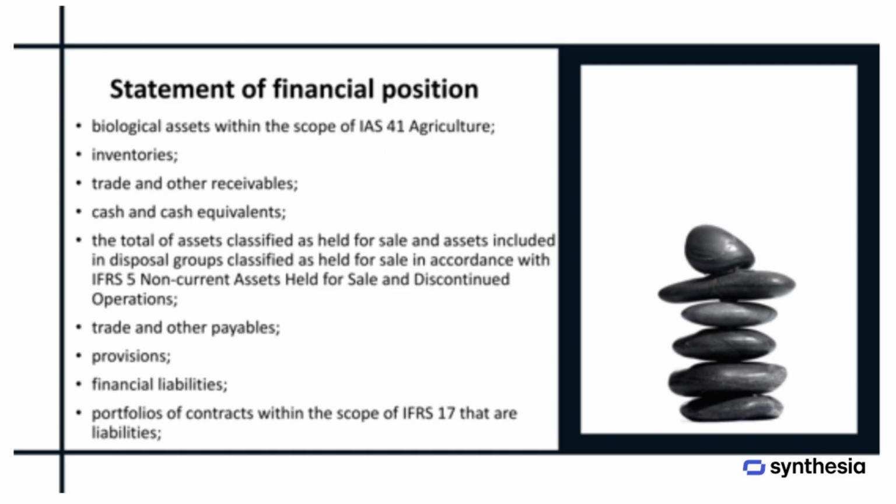The statement of financial position should also include the following line items: biological assets within the scope of IAS 41 Agriculture, inventories, trade and other receivables, cash and cash equivalents, the total of assets classified as held for sale and assets included in disposal groups classified as held for sale, in accordance with IFRS 5 Non-current Assets Held for Sale and Discontinued Operations, trade and other payables, provisions, financial liabilities, and portfolios of contracts within the scope of IFRS 17 that are liabilities. These items reflect both the financial position and obligations of the entity, allowing for a complete and transparent presentation of its resources, debts, and commitments.